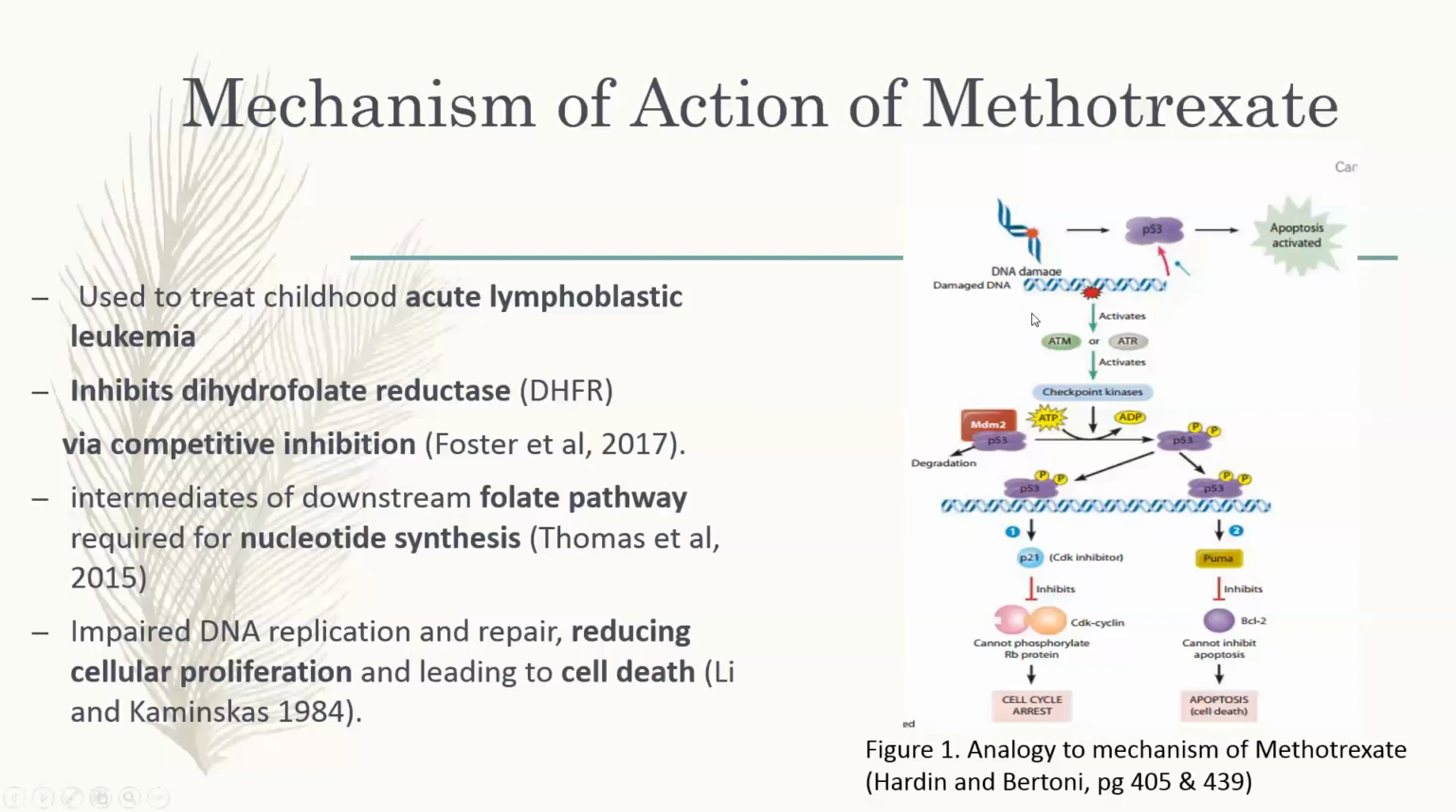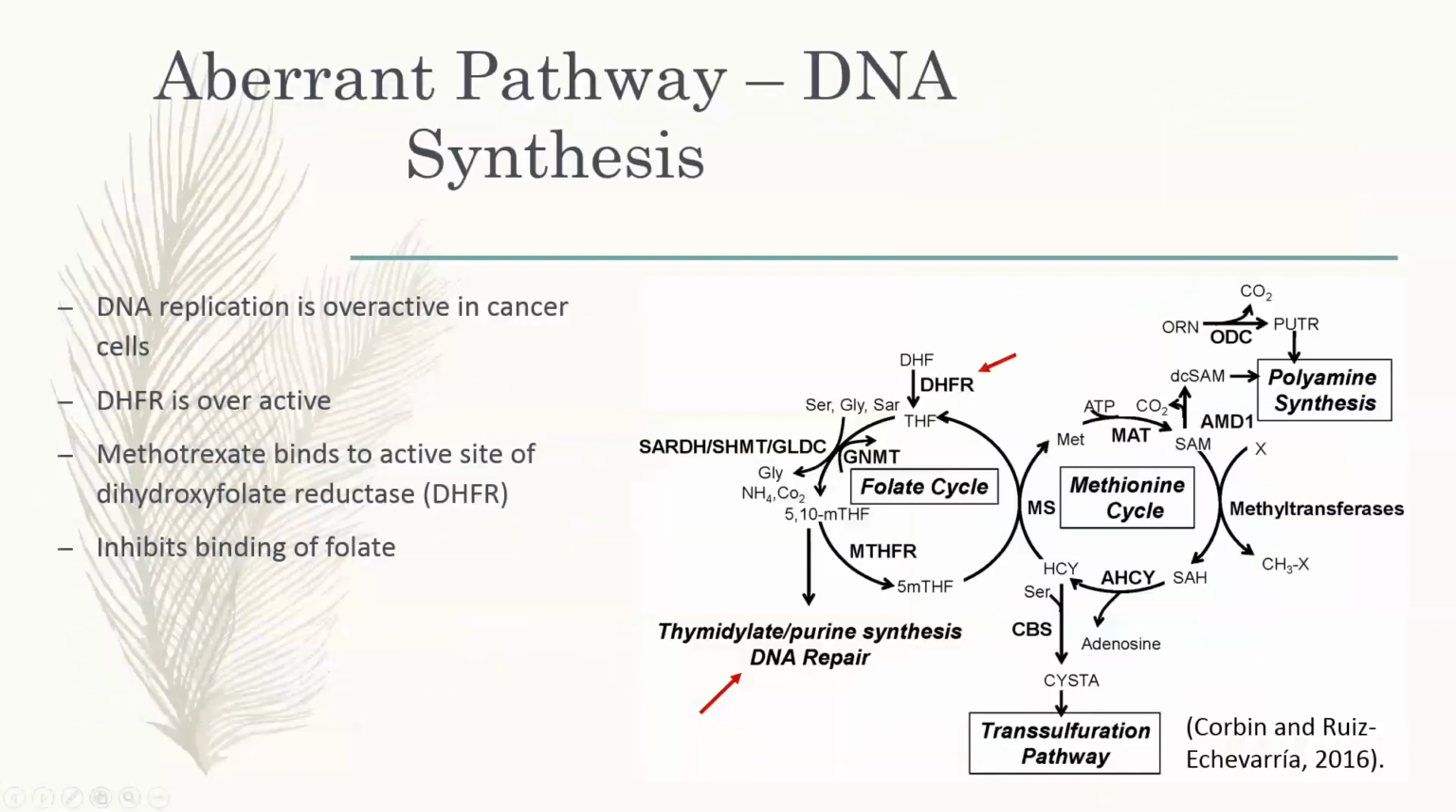So from an analogy from the textbook, we know that when DNA damage occurs, it causes the activation of p53, which eventually leads to apoptosis. So p53 basically activates PUMA, which inhibits BCL2, and BCL2 inhibits apoptosis. So when BCL2 is inhibited, apoptosis occurs. So this is what the drug induces in cancer cells.